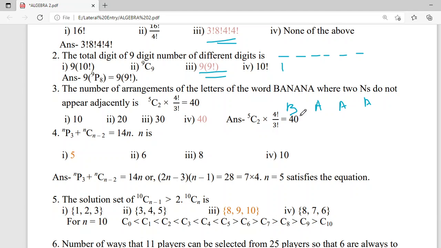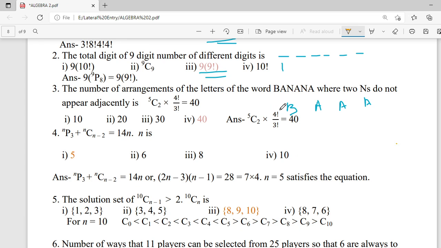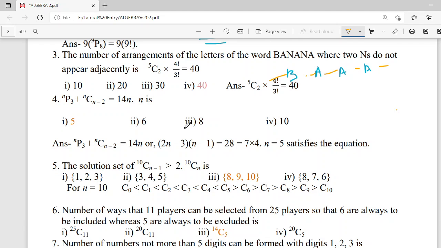And then for the N's you are choosing from these places 1, 2, 3, 4, 5. Out of these 5 places you have to choose 2. So it is combination, not permutation. So it is 5C2. So this is 5C2 into 4 factorial by 3 factorial, so the answer is 40. And then this you have to solve.